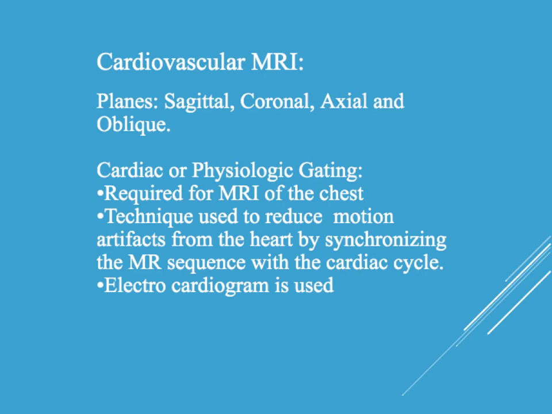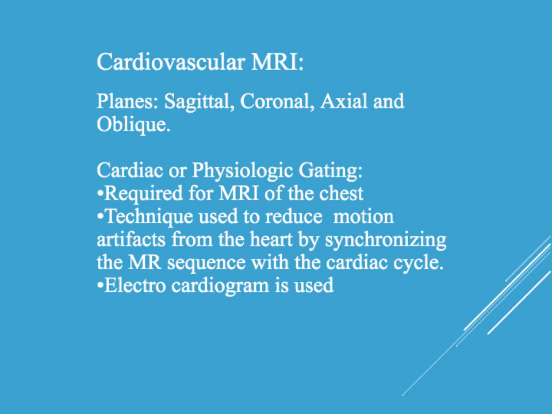All right, last topic of the day, which we already kind of covered, is the cardiovascular MRI. Well, we kind of already looked at some of the MRIs, and we know that the MRIs of the heart have to be oblique, right? Because the heart is situated in an oblique plane. So these are the planes of the heart: sagittal, coronal, axial, and oblique.